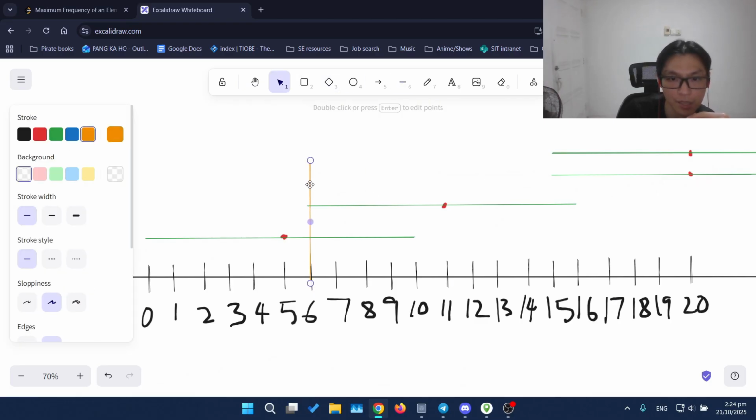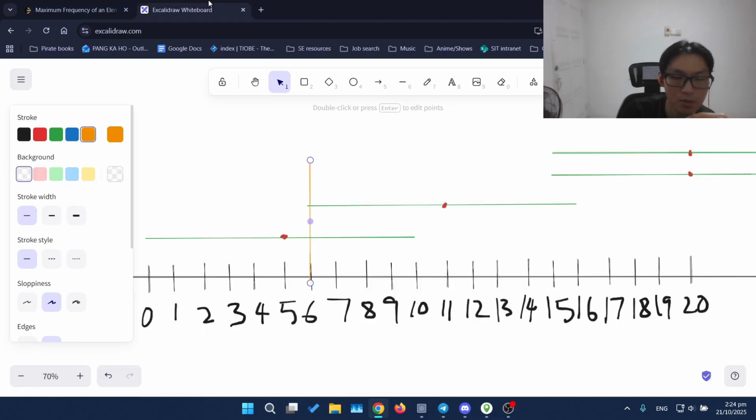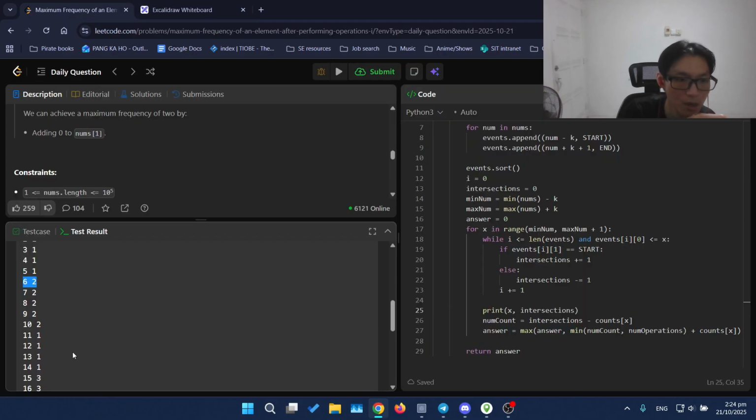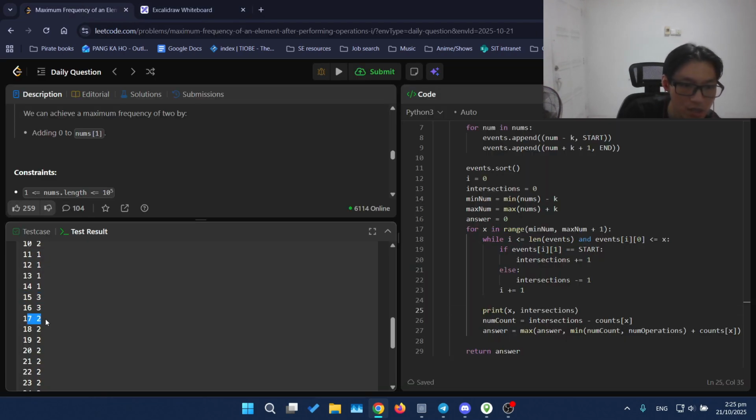So I expect intersections to be 2 at 6. 6, yes, we do. All the way until 10, and 11 should be 1. Okay, code seems fine. 11 at 15 is actually 3. 15, yes, it's 3. Even 16 is 3, 17 is 2.